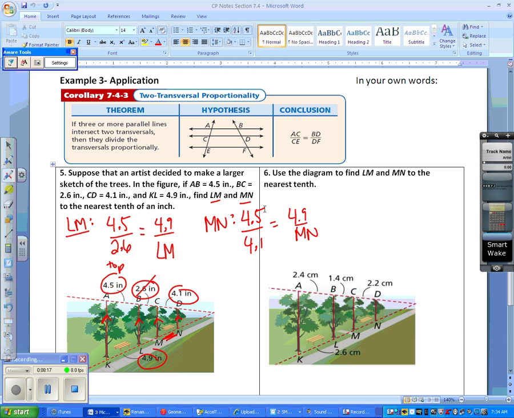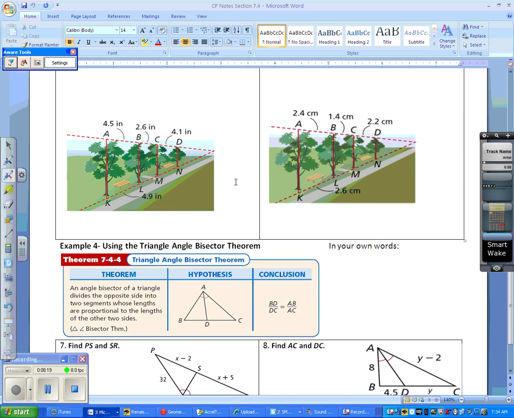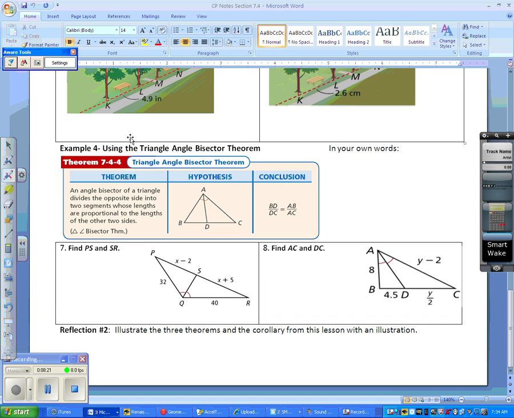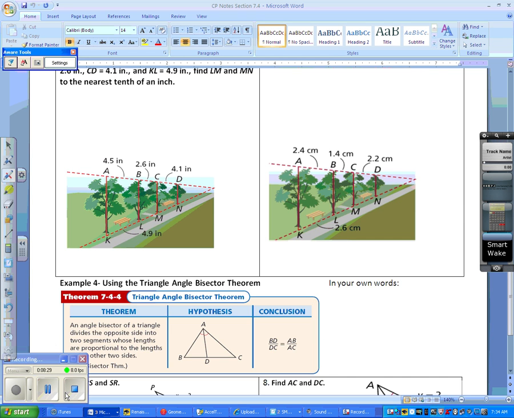You can do the same thing for number 6, and you're going to have to use a calculator. And then we're going to go ahead and finish the triangle angle bisector theorem in class, because this is the most complex in terms of algebra. All right, so you have the problems that you need to finish, and we've talked about 3 theorems today, and we'll talk about the 4th tomorrow in class.